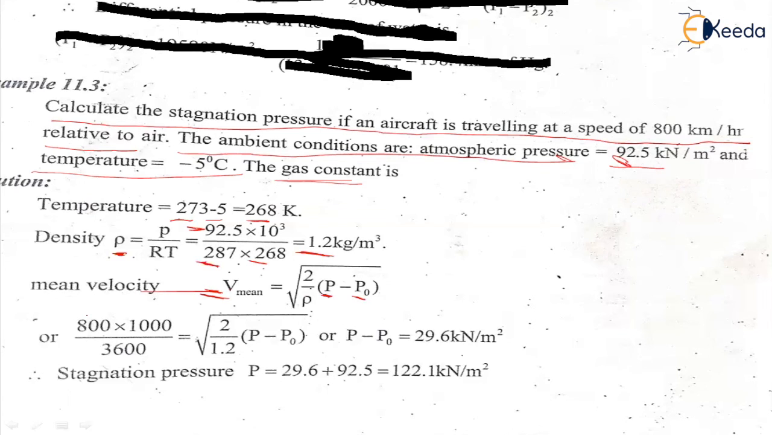So you get 800 into 1000 divided by 3600, which is equal to the square root of 2 by 1.2 into (P minus P0). P minus P0 is equal to 29.6 kilonewton per meter square. So you have to bring back the stagnation pressure outside. When you bring it back, I get this particular equation. Already he has given the value of 92.5 as the atmospheric pressure. Atmospheric pressure is nothing but the static pressure. You get this particular answer, my dear students.